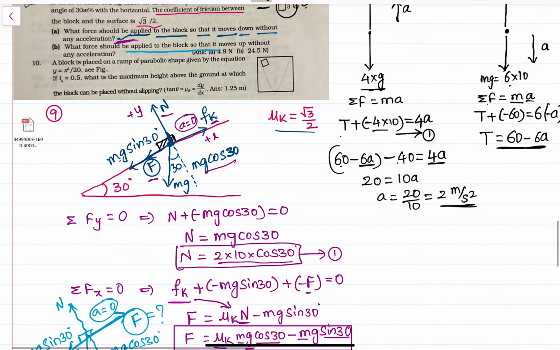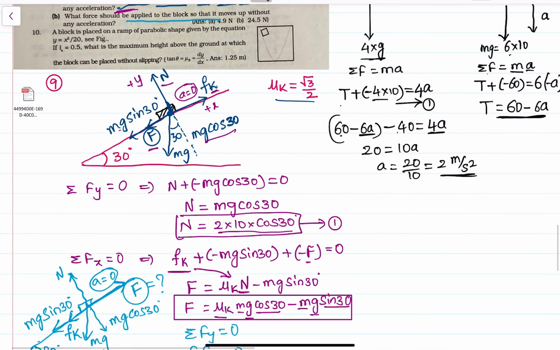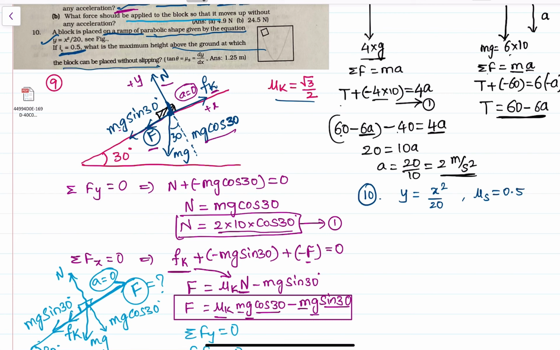Now I am going to explain problem number 10. What is problem number 10? A block is placed on the ramp of a parabolic shape given by the equation y is equal to x square by 20. He has given y equal to x square by 20, as you see in the figure. If mu s is equal to 0.5, what is the maximum height above the ground at which the block can be placed without slipping?